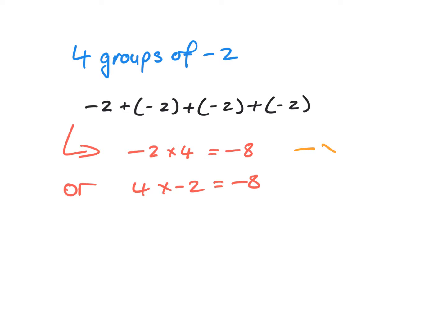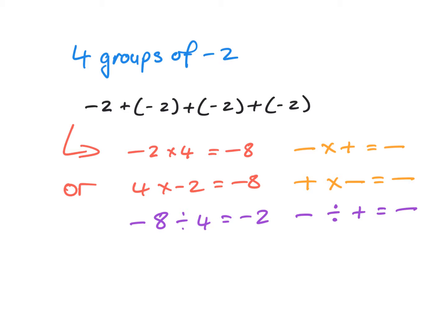And therefore we can see that a negative multiplied by a positive gives us a negative, and a positive multiplied by a negative is going to give us a negative as well. We can also say that -8 divided by 4 is going to give us -2. And that's a rule for division. A negative divided by a positive is equal to negative.